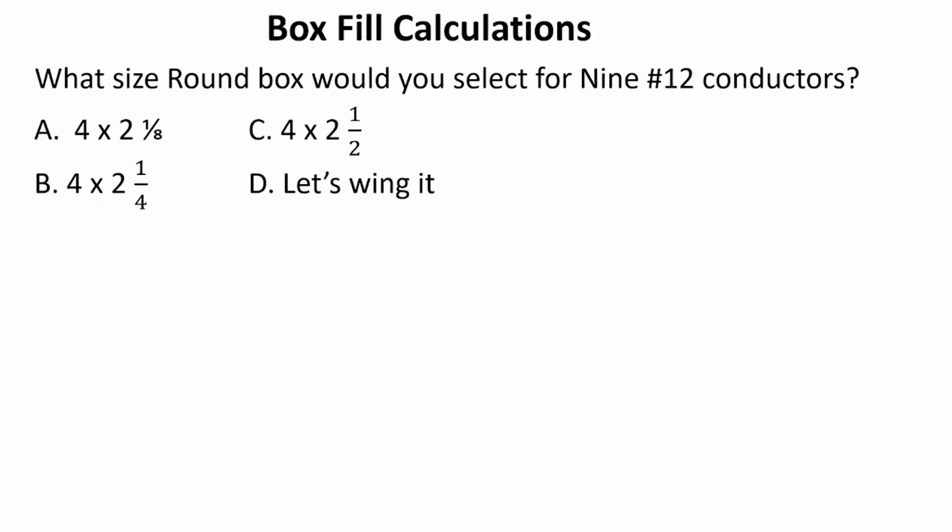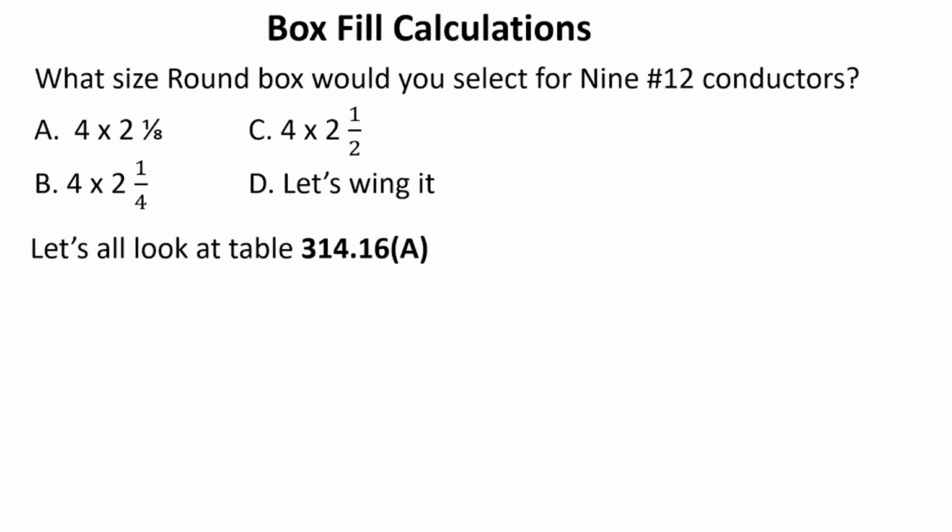What size round box would you select for 9 number 12 conductors? So we have some selections and we have D, let's wing it. And I have a feeling that most people out in the field, if they had a choice, it would be D. Let's wing it until the inspector tells us we can't do it. I want you guys to be better than that. Anybody can wing it and pull wire. Be an electrician. Be an excellent electrician and become a licensed electrician.